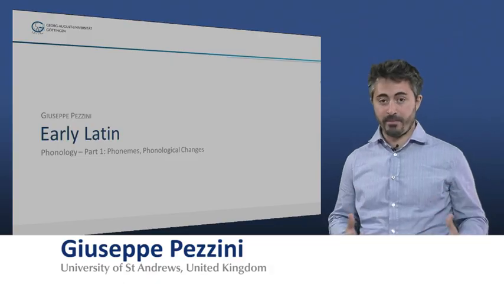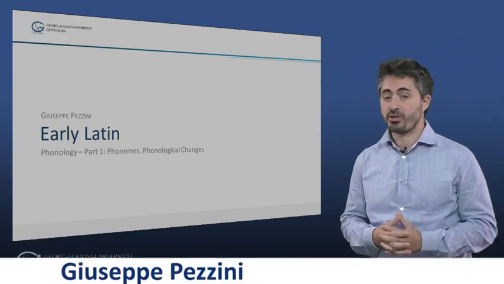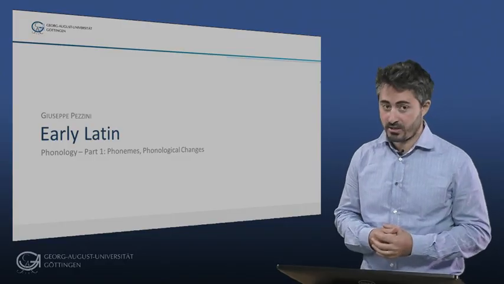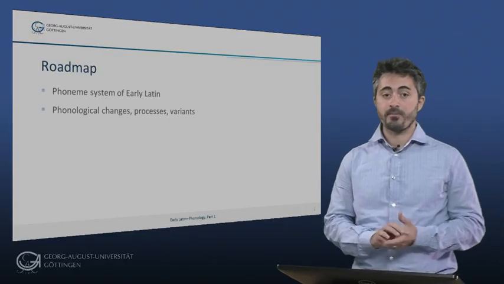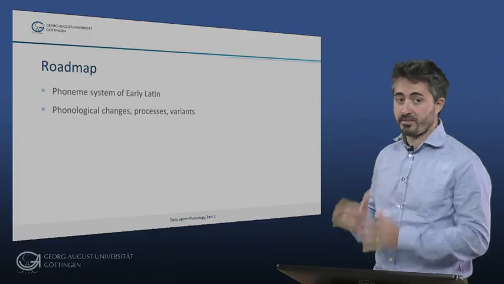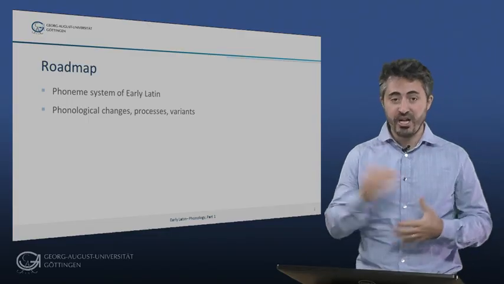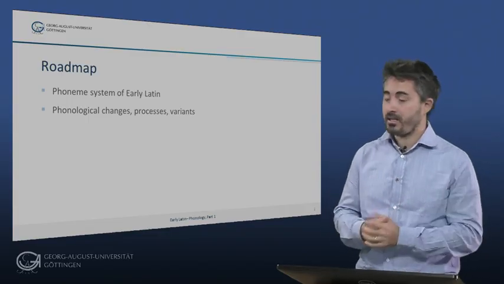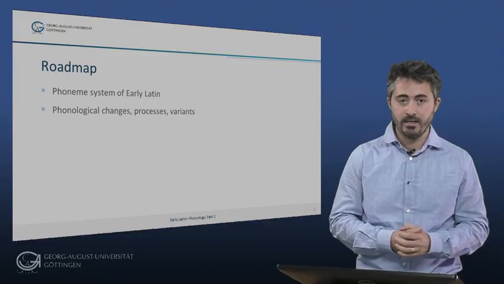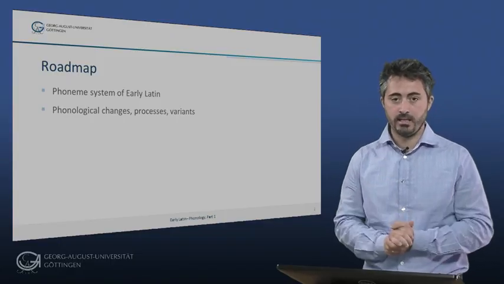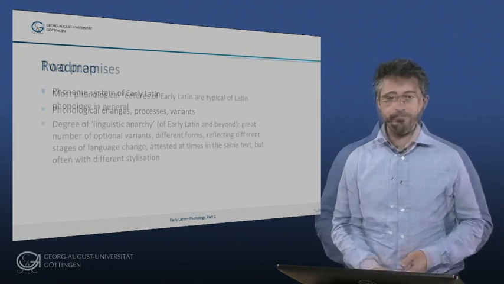My name is Giuseppe Pezzini and I teach and research on early Latin language and literature at the University of St Andrews in Scotland. Today I will mainly talk about the phoneme system of early Latin, while also introducing some phonological changes, processes and variants attested in early Latin. Syllabification, prosody and accentuation will be discussed in the second lesson on phonology.